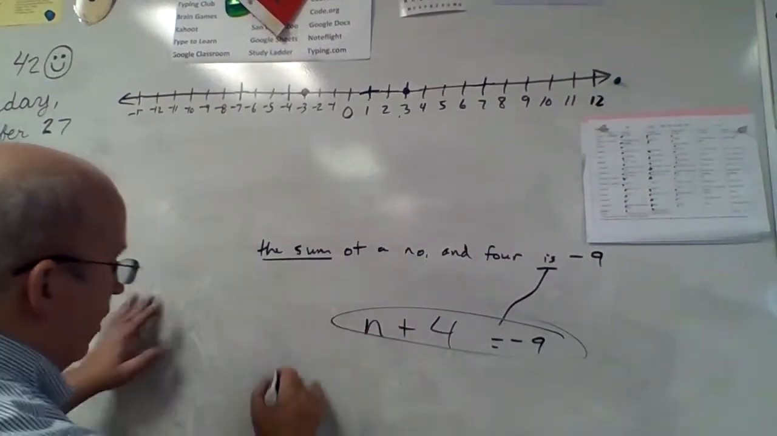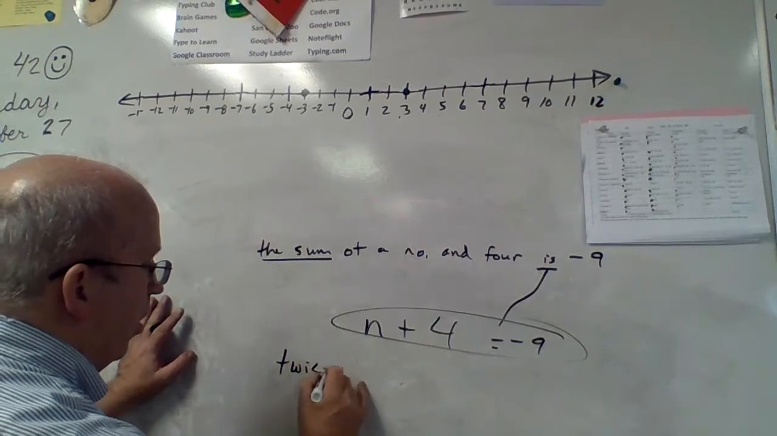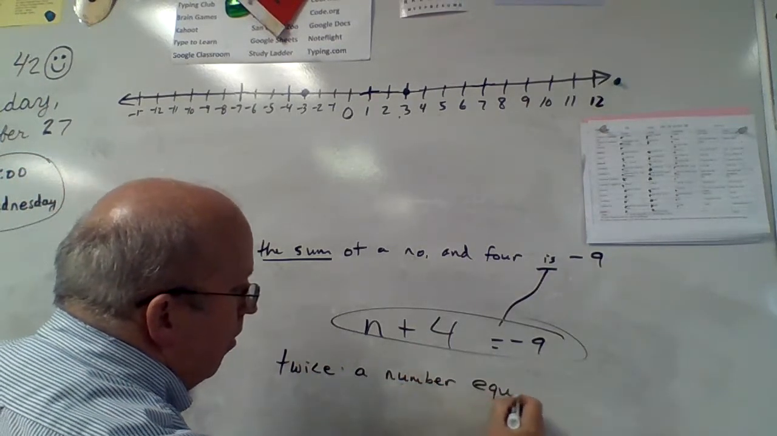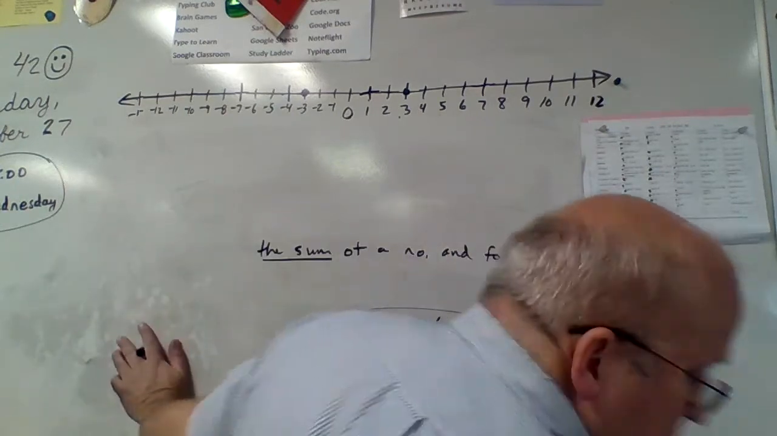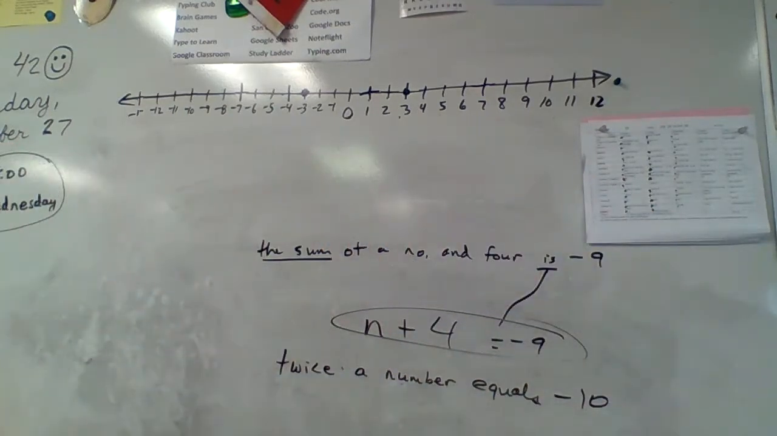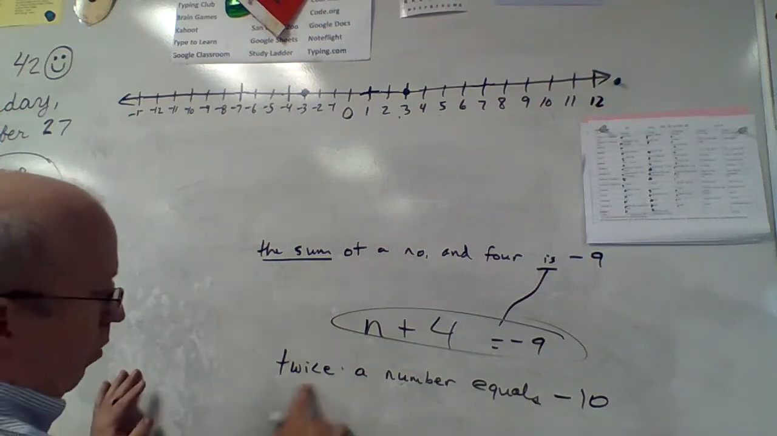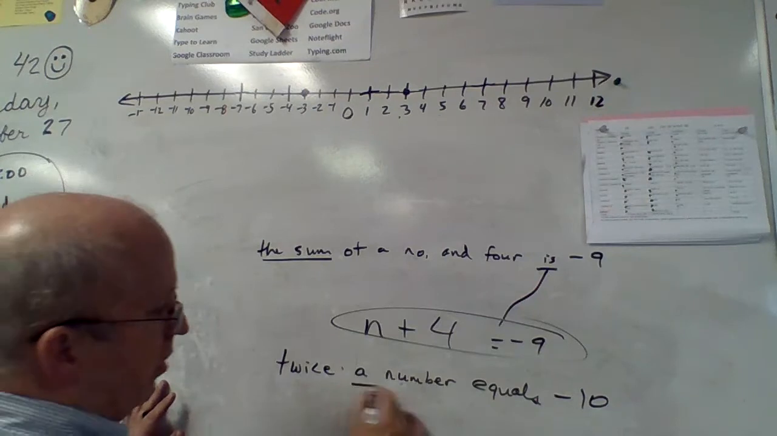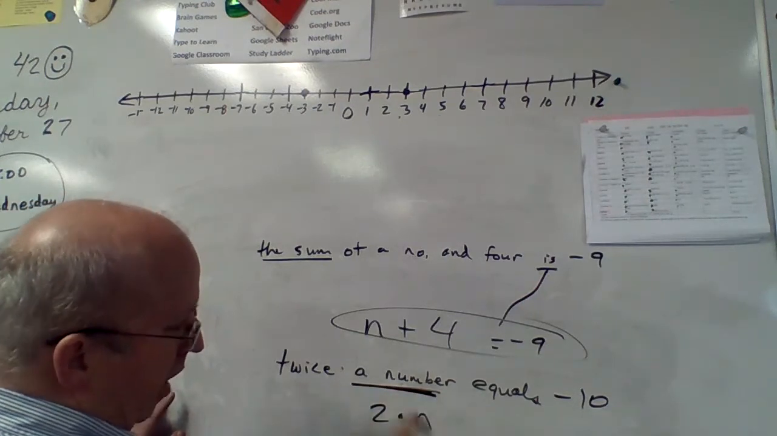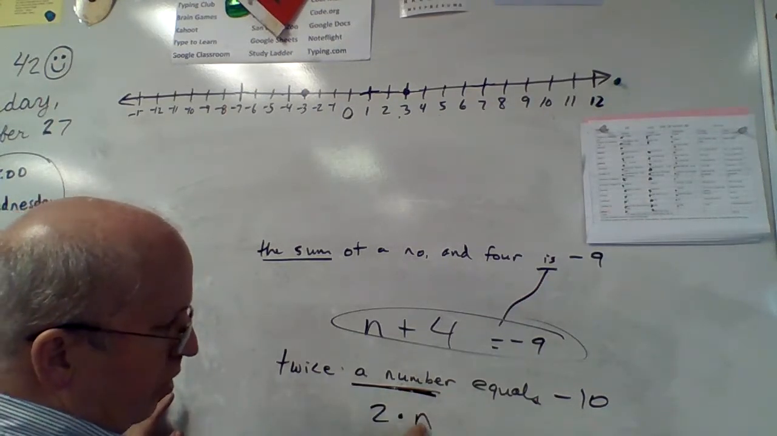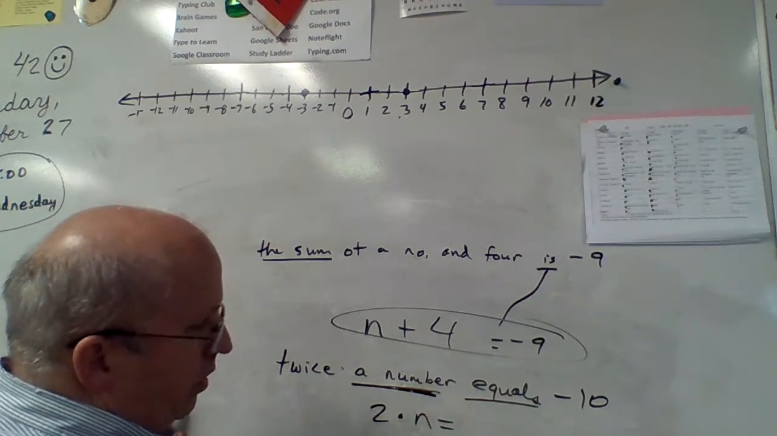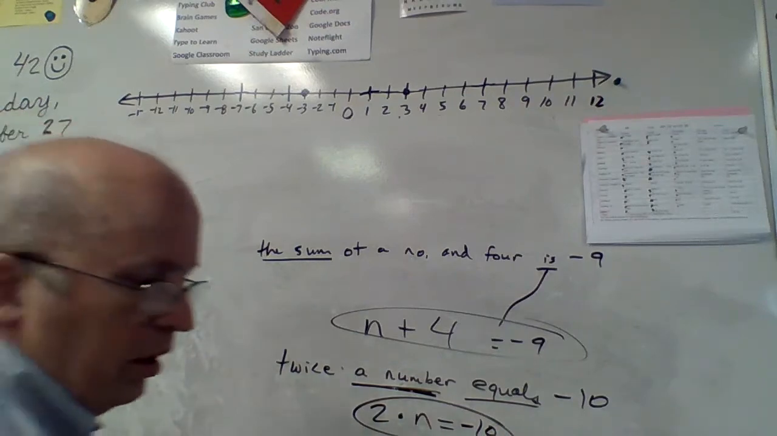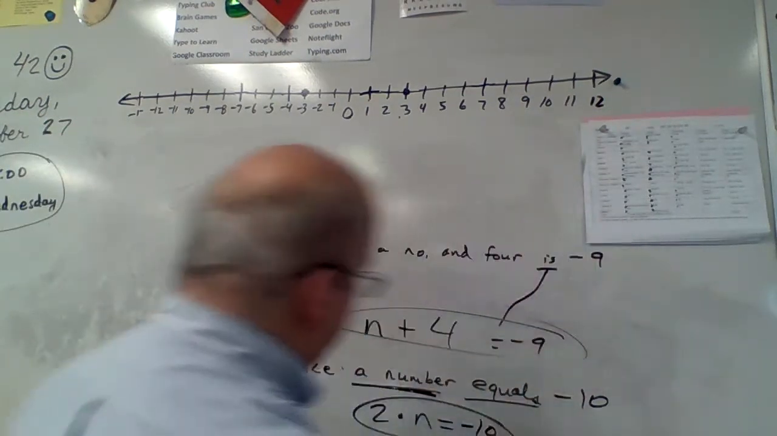How about number 8? Twice a number equals what? Equals negative 10. Twice a number equals negative 10. What does twice mean to you? To me, it means 2 times something. 2 times what? 2 times a number, n. I don't know what the number is, so I'm going to write a variable, n. Equals, I'm going to write an equal sign, negative 10. Done. There's number 8.